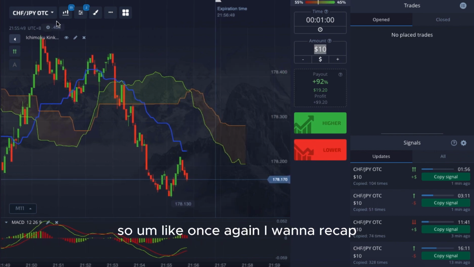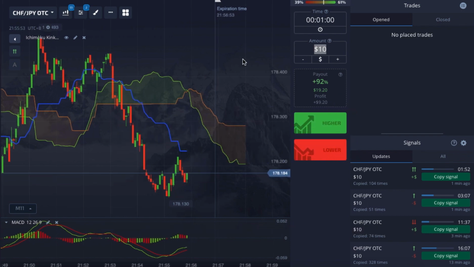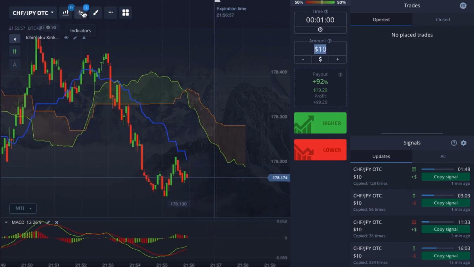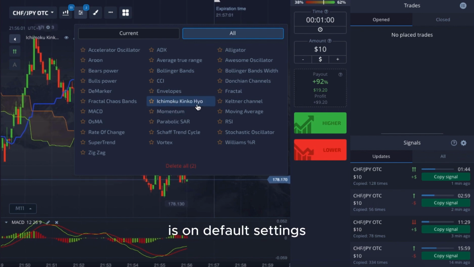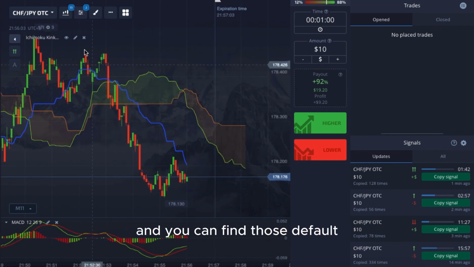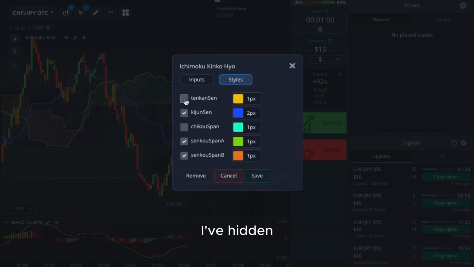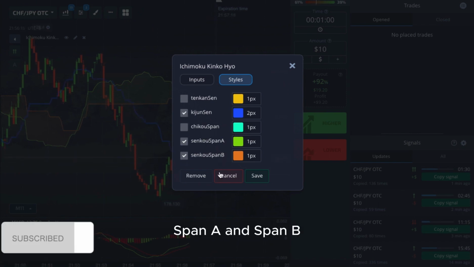So once again, I want to recap a couple of things. The chart is a 5 seconds chart, and the Ichimoku Cloud, otherwise known as the Ichimoku Kinko Hyo, is on default settings, and you can find those default settings right here. Under styles, I've hidden the Tenkan line and the Chikou span, and all I have left is the Kijun Sen. We're using that, span A and span B.